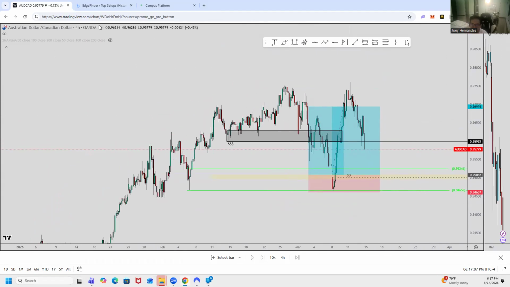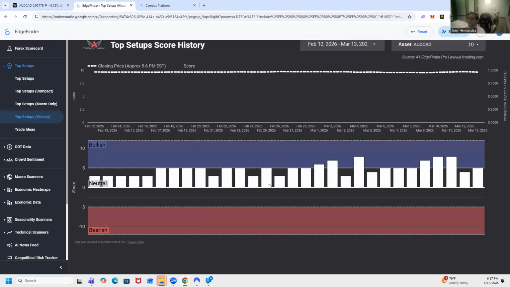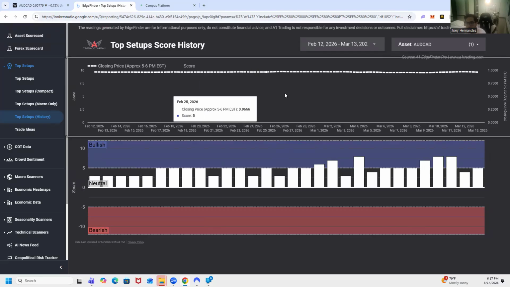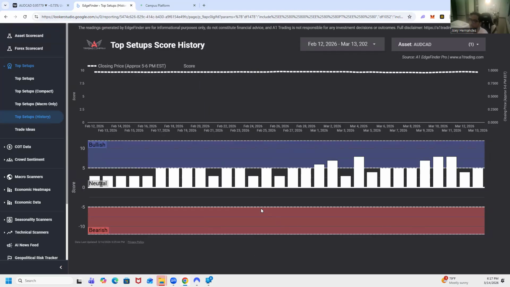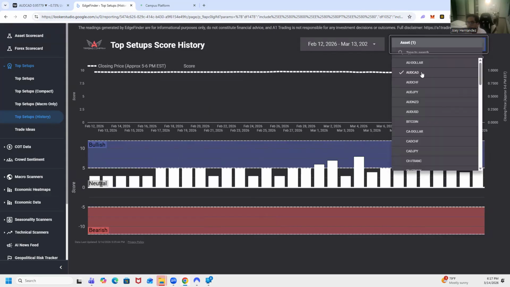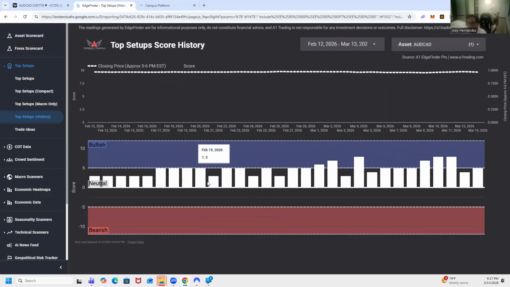So why I also took this trade: fundamental aspects. I'm here with the Edge Finder, the new tool I'm using to analyze my pairs fundamentally. In this case, we have AUDCAD, and we can see that the Australian dollar is fundamentally stronger than the Canadian dollar.